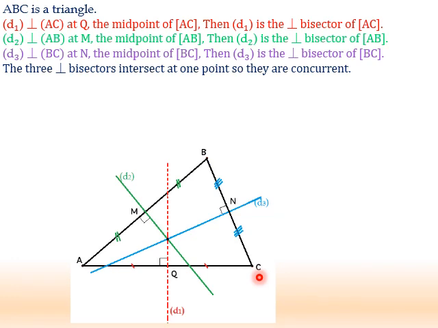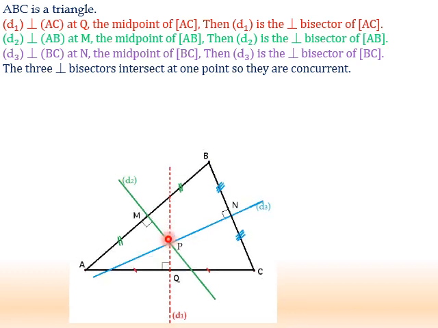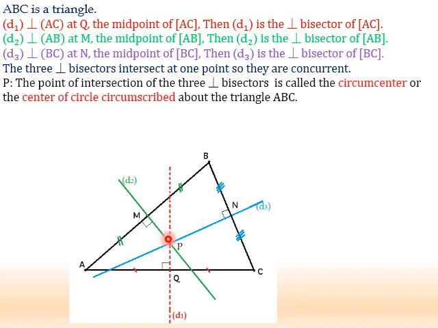The three perpendicular bisectors intersect at one point. This is the point. Look well. The red line, the blue line, and the green line. The three perpendicular bisectors intersect at one point, so they are concurrent. P is the point of their intersection. So what do we call P? It's the circumcenter, or the center of the circle circumscribed about a triangle ABC.